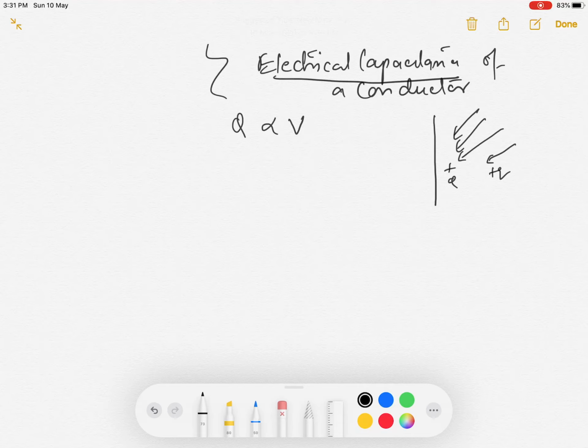So q is directly proportional to v, or you can say q is equal to some constant times v. This constant is called capacitance. Children, this is known as the capacitance of the conductor.